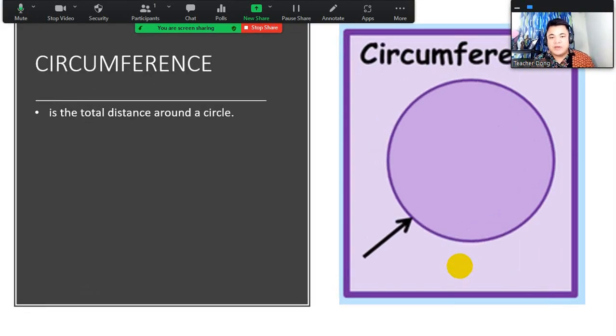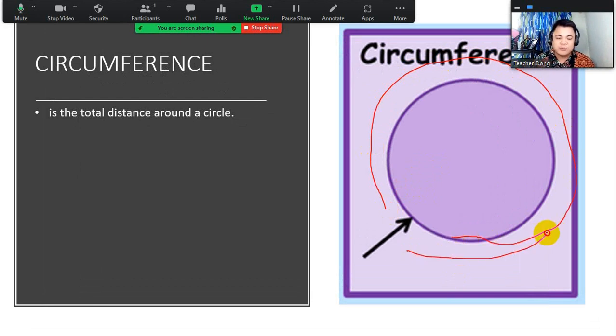Next, we have circumference. In elementary days, circumference is the same as the perimeter of a polygon, where we add all the sides. In this case, we are solving the total distance around the circle. The formula for this is pi d or 2 pi r, so it's either of the two. That's the formula for the circumference. Again, circumference is just the total distance around a circle.